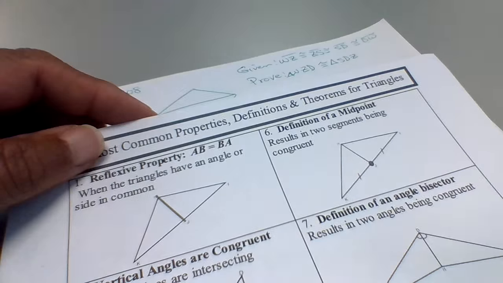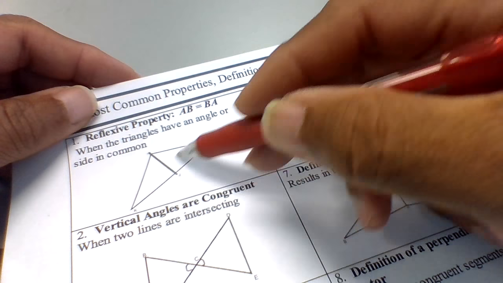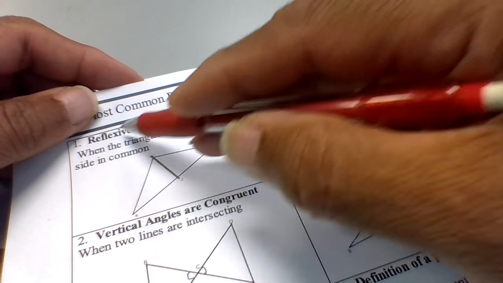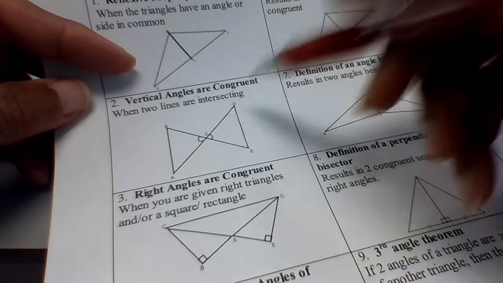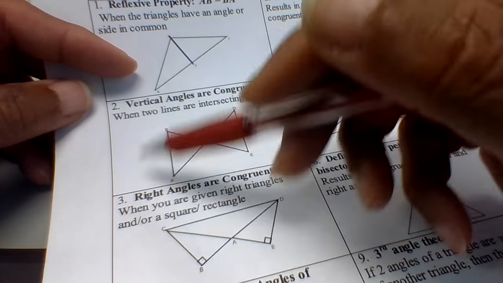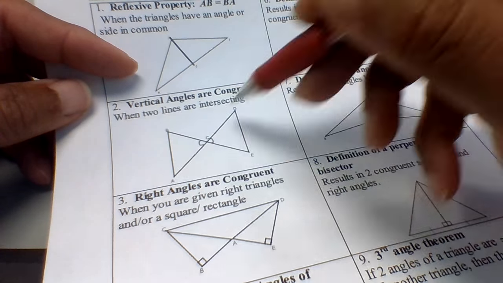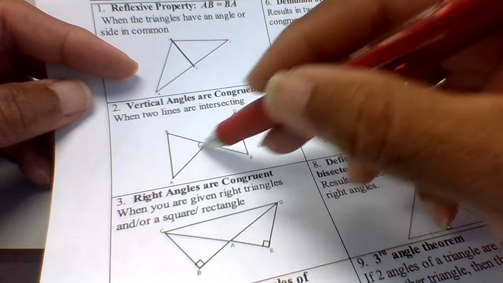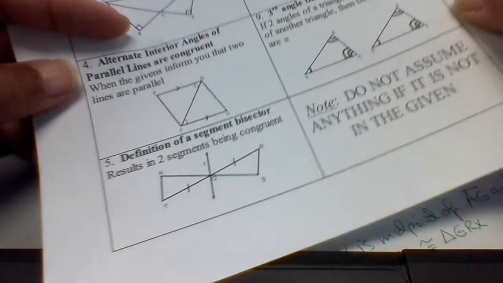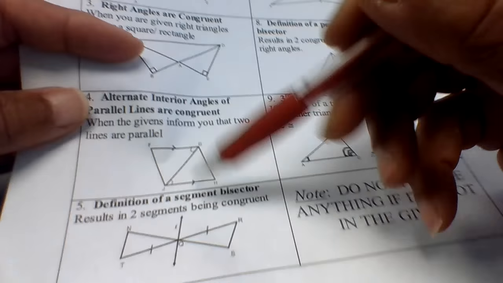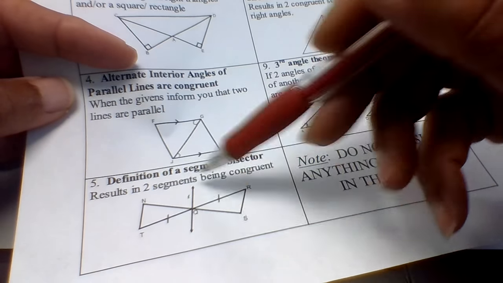If two triangles butt up next to each other, you should be thinking of the reflexive property. If two triangles cross one another, or two lines cross one another, you should be thinking of vertical angles. And these are a lot of geometry vocab.